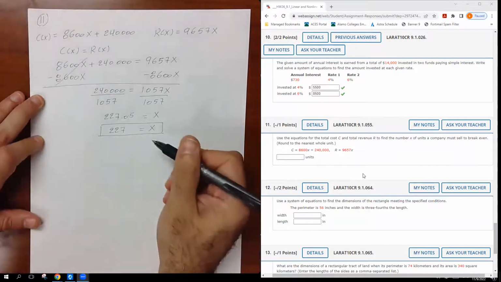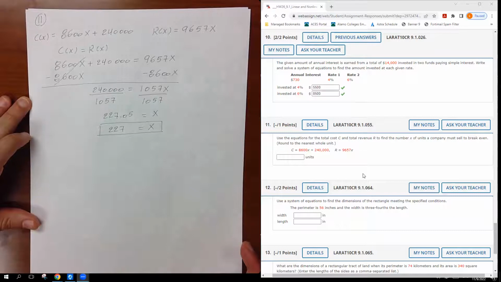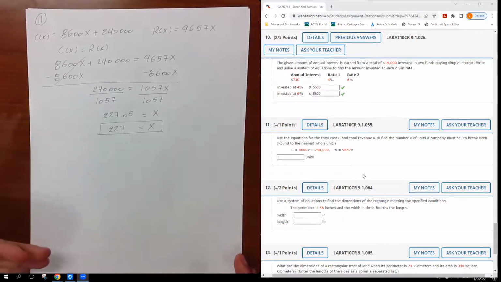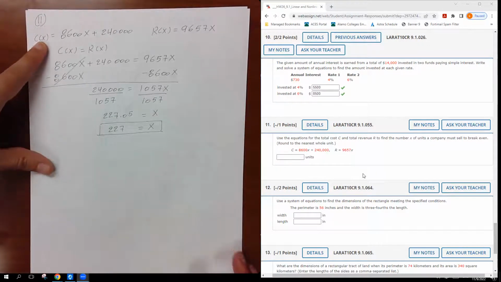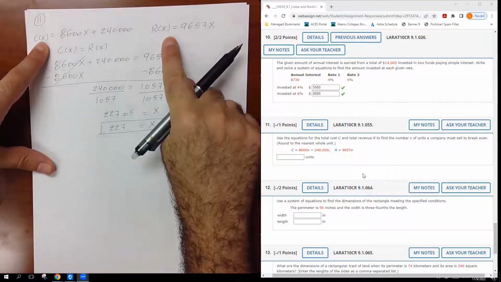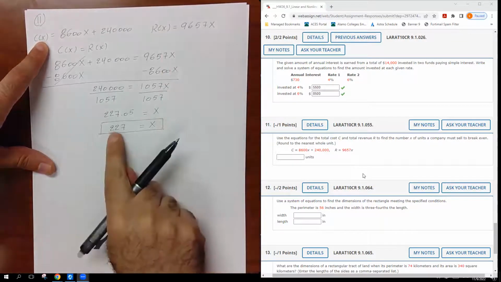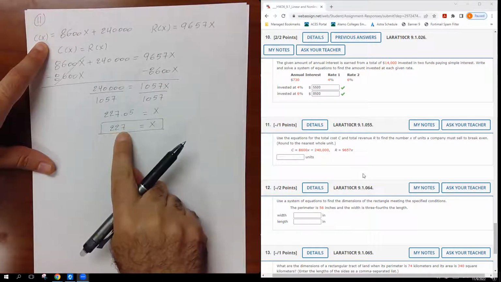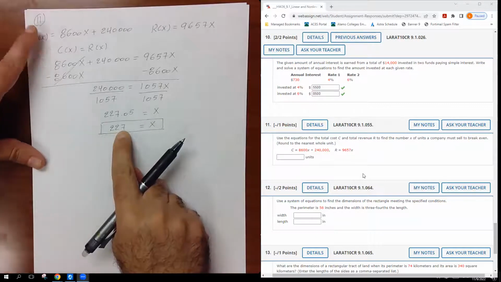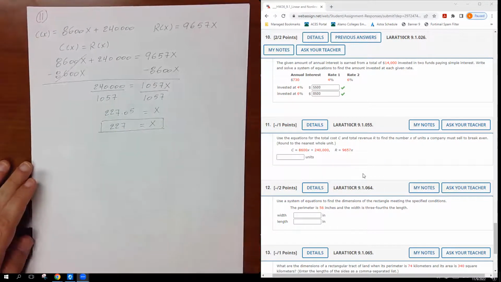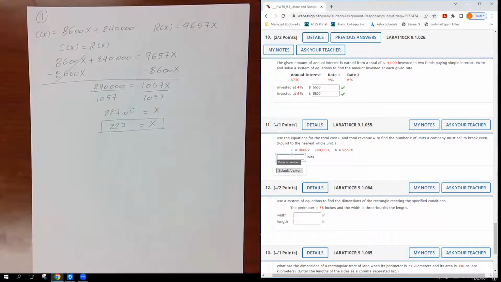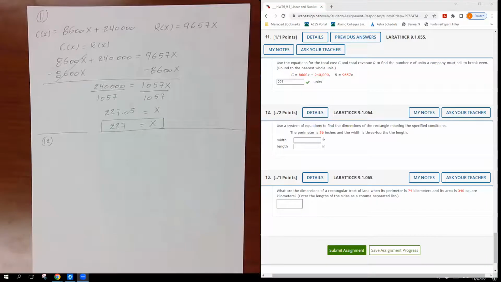This is the number of items or units you have to produce to get the break-even point. So that means your cost is going to be equal to the revenue. There is no profit. In this case, you have to produce more than 227 units, so you're going to get profit. So we're going to type here 227. We got it right. Let's move to example 12.